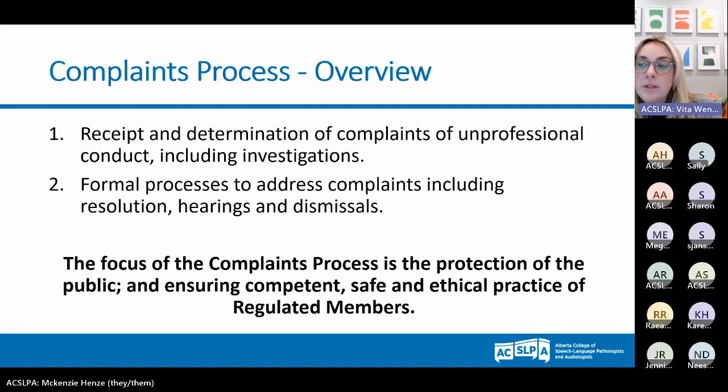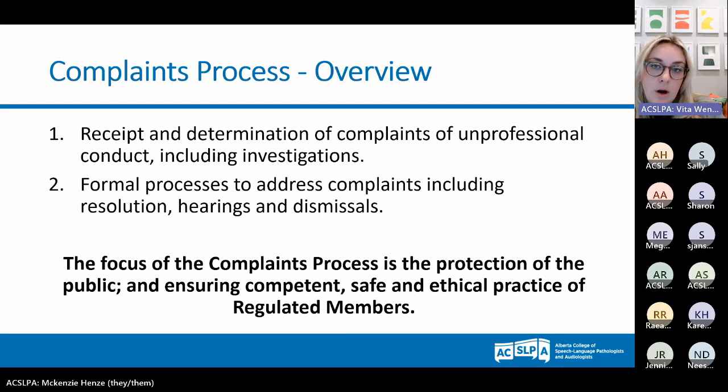Okay, so ultimately, the goal or the heart of the complaints process, part 4 of the HPA, is the receipt and determination of complaints of unprofessional conduct, including investigations. So this is a process that is triggered upon the receipt of a complaint of unprofessional conduct. And that process, that heart of it, is the formal processes on how to address it, potentially how to resolve it, how to hear the concerns that are raised, or potentially how to dismiss the concerns that are raised. There are numerous outcomes possible for a complaint, but the process itself of receiving a complaint is important because once that complaint is made, the process is initiated.